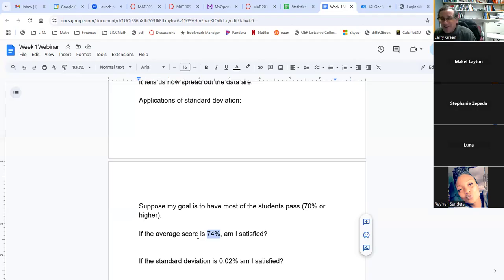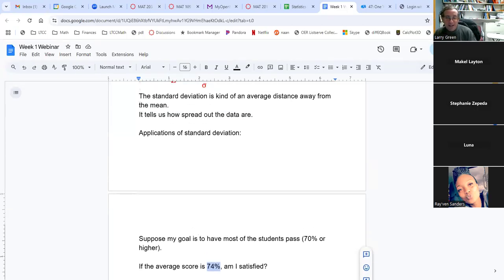So the answer, this is a trick question. The answer is you have no idea whether I'm satisfied or not, because without knowing the standard deviation, you don't know. The average score is 74%. That's a passing grade, right? If everybody got a 74%, then the average score would be 74%, and everyone passed. I'd be celebrating because everyone passed the class. Do you see that?